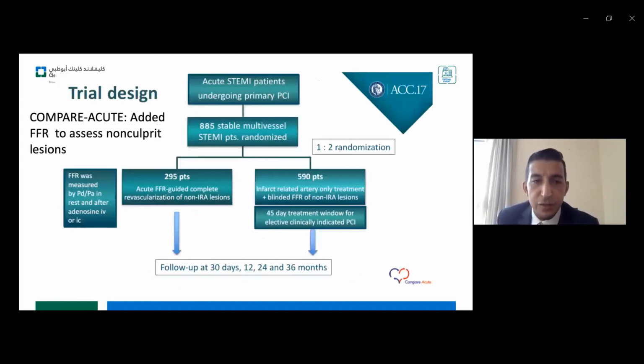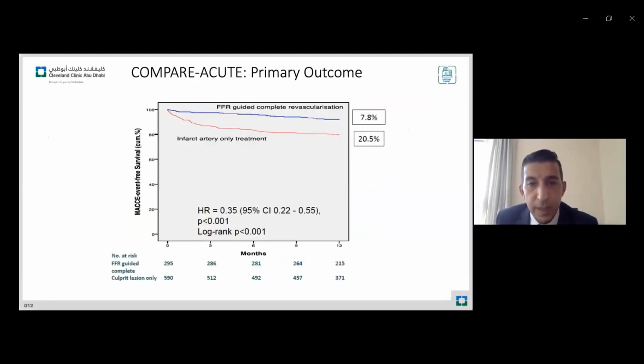This was followed by the COMPARE-ACUTE trial, which added the extra wrinkle of using FFR to assess the non-culprit lesions. In this trial, they used a 2-to-1 randomization: one group where they did acute FFR-guided complete revascularization, and the other group, where they treated only the infarct-related artery, but did blinded FFR on the non-infarct-related vessels. When they look at the outcomes, again, 65% reduction in events using the complete revascularization strategy, showing that these non-culprit lesions in STEMI patients are more apt to have issues down the line and different than the stable CAD patients.